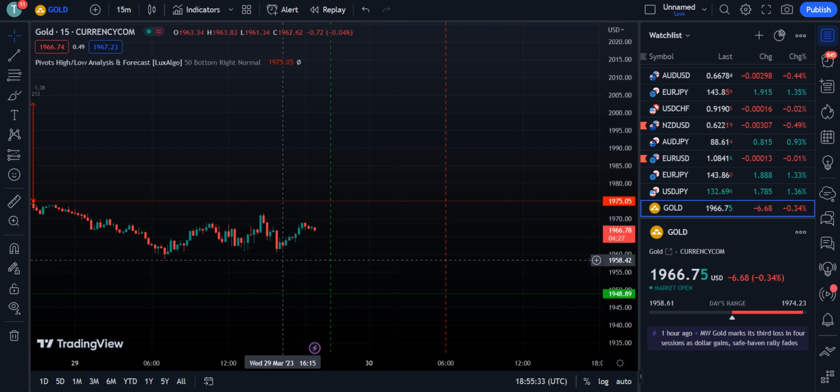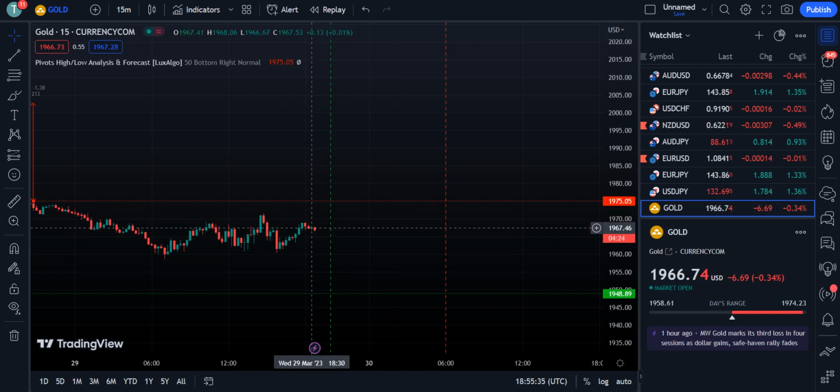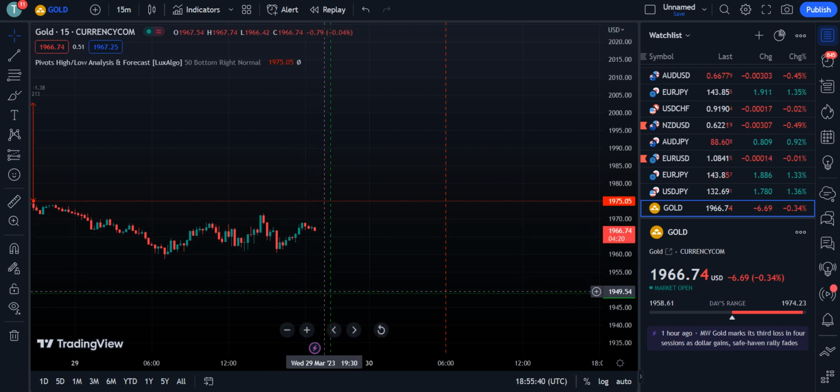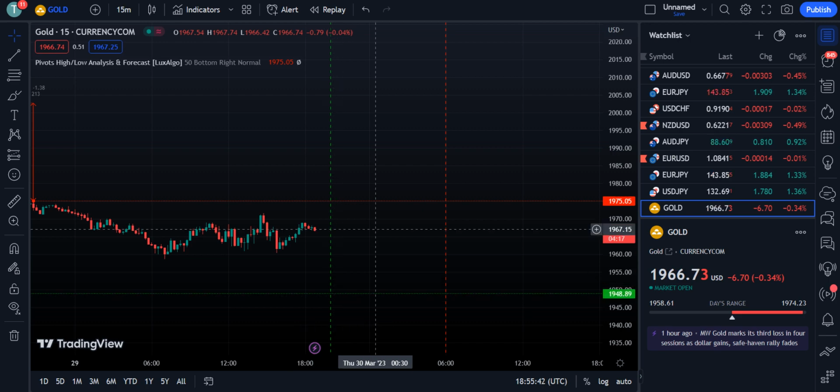Okay, here this is shown by the red color. It means we are expecting a downward trend right now. So it has to touch this line and it has to be reversed back.